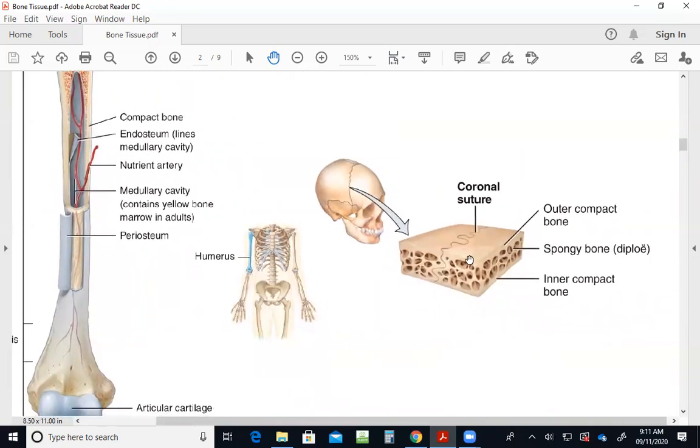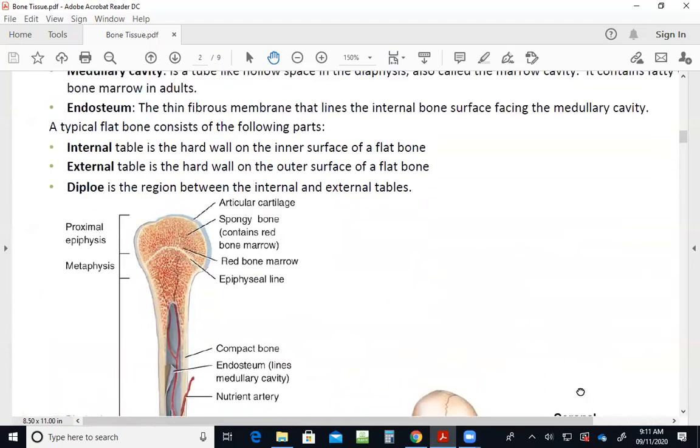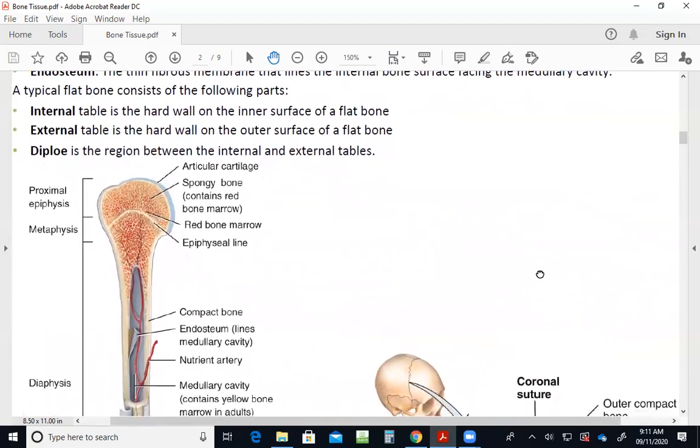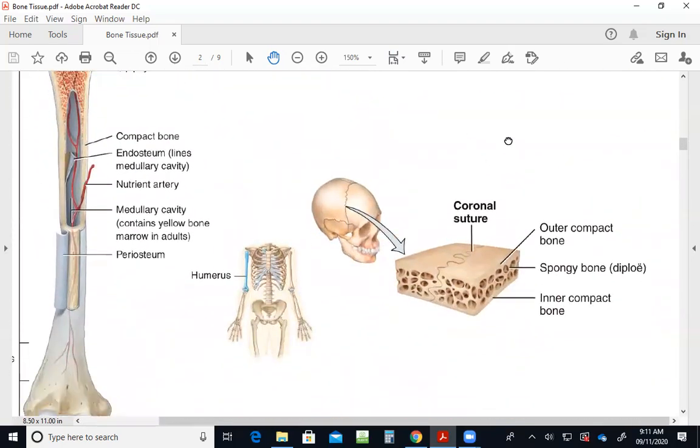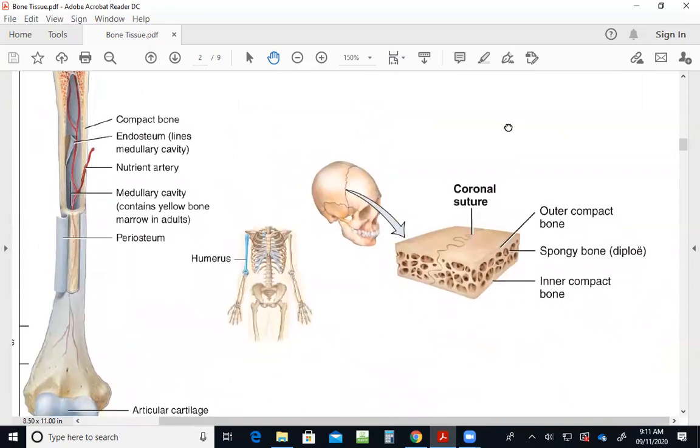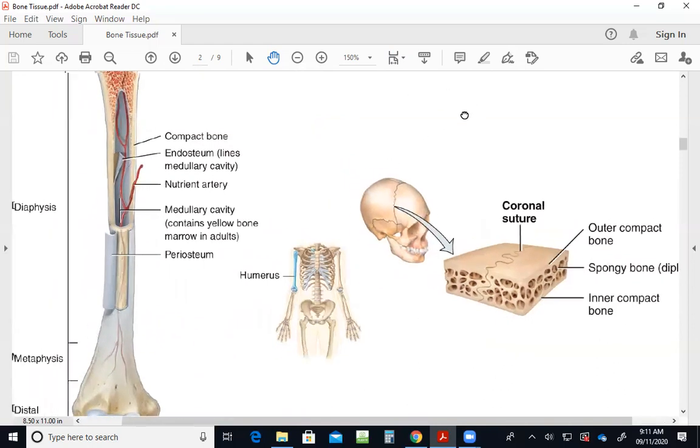Look at the thickness of that compact bone compared to the thickness of the spongy bone, which is called the diploe, the region between the internal and external tables. In our flat bones, especially, there's a really large amount of spongy bone. We'll talk more about spongy bone later on in this lecture, but this is where you find the red bone marrow, in those spaces between the actual bone flakes.